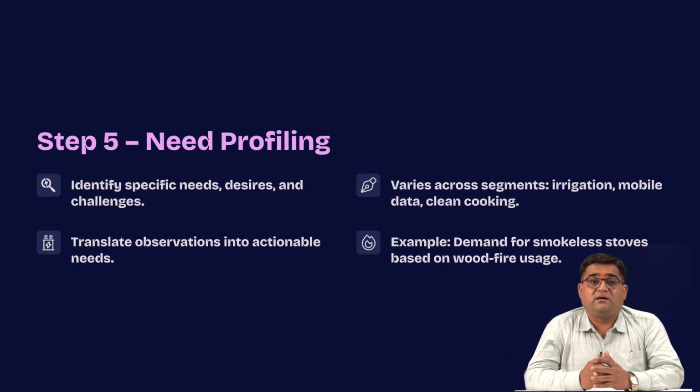As the model suggests, after understanding the lifestyles and profiling consumers, marketers can pinpoint needs that are congruent with those lifestyles and then precisely define the exact nature of the consumer needs. This often involves translating broad observations into specific, actionable insights. For instance, the observation that many low-income rural families use wood fire stoves could translate into a defined need for an affordable, smokeless cooking solution that also reduces fuel consumption.